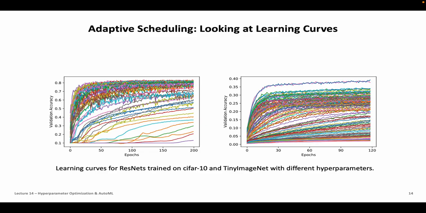And we can already see here that we can get some information by looking at these learning curves at the same time and then comparing them to each other. So what we see here again are learning curves for ResNet models trained on CIFAR-10 and TinyImageNet, two computer vision benchmarking datasets. And we can see that because we have so many learning curves available, we can start comparing one learning curve to another, and then we have a guess of which one of these two is the better learning curve.